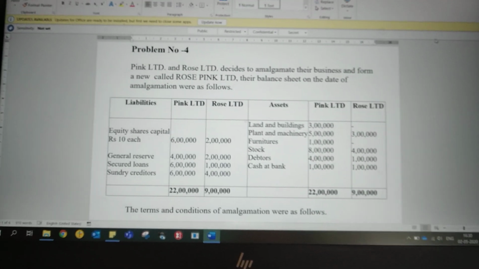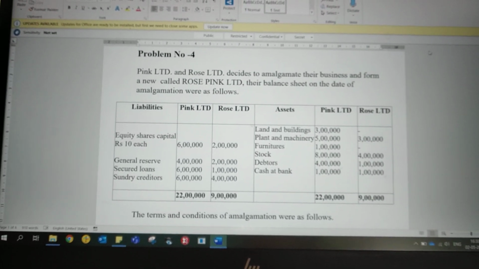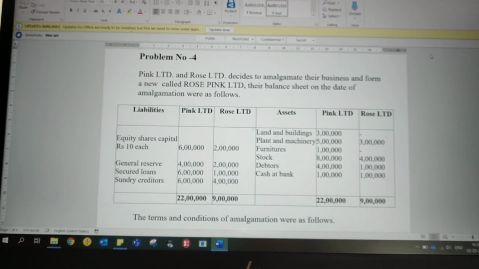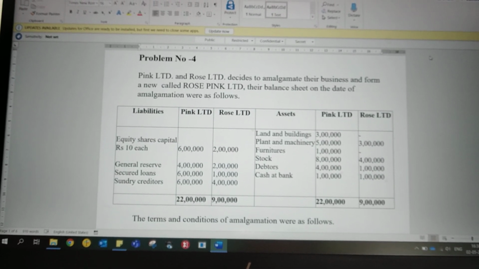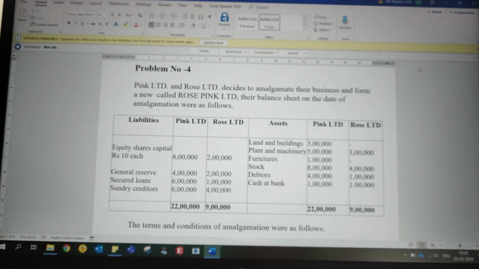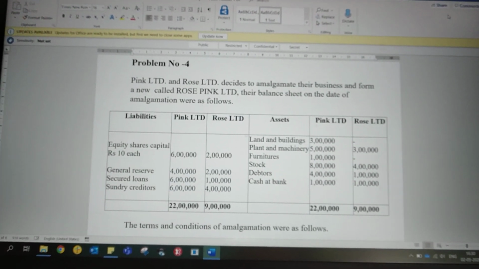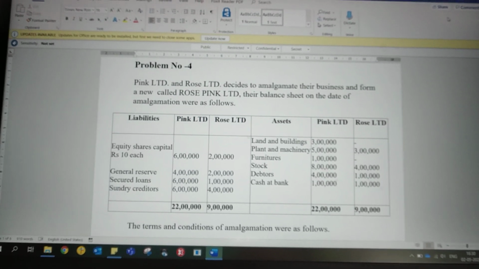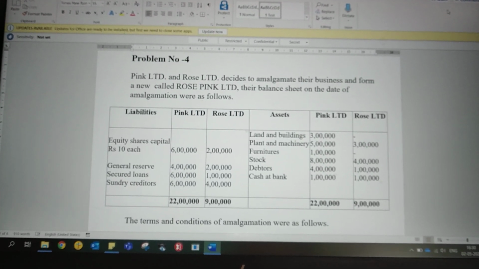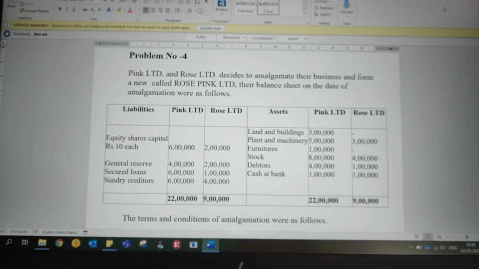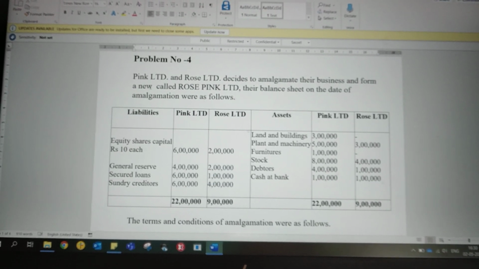So now we'll go for problem number 4. Previously we already discussed the remaining previous 3 problems, the calculation of purchase consideration and discharge of purchase consideration. In this problem the same methodology will be followed, but here it is a balance sheet problem. So now let us go problem-wise.